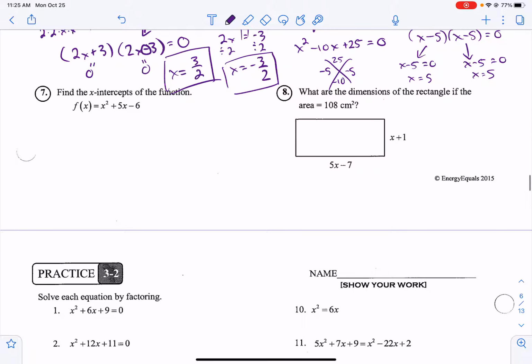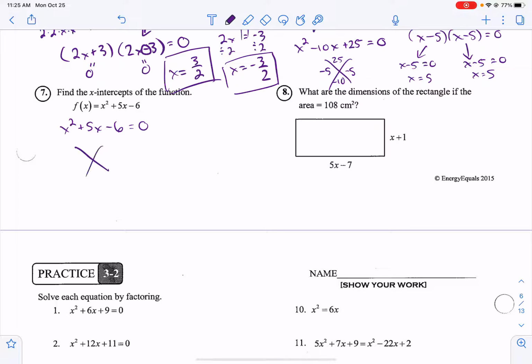Number 7, find the x-intercepts of the function. All it means by x-intercepts, it wants to know, hey, where does my function cross this line? Well, that's what we've been doing this entire time. We've already been solving that. So let's do the same thing. Let's take my function, x squared plus 5x minus 6, but let's set it equal to 0 so we can figure out where I cross that line.